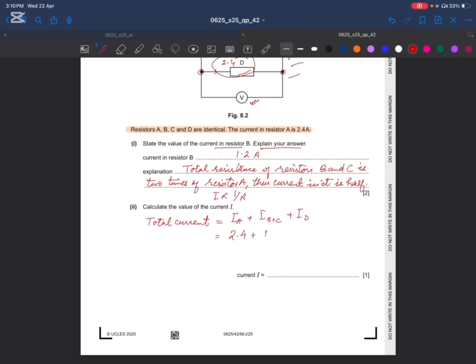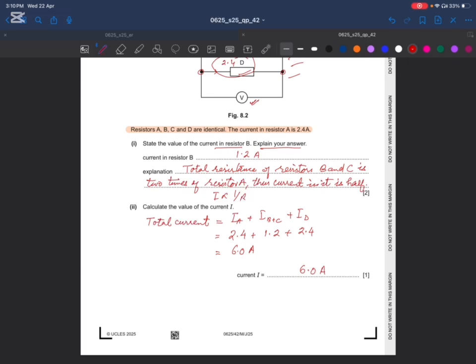Over here, the total current is 1.2, and then again it is 2.4. So add all these and you will get the value as 6. So what is the value? 6. And what is the unit? Ampere. So the answer you have to write is 6 ampere.